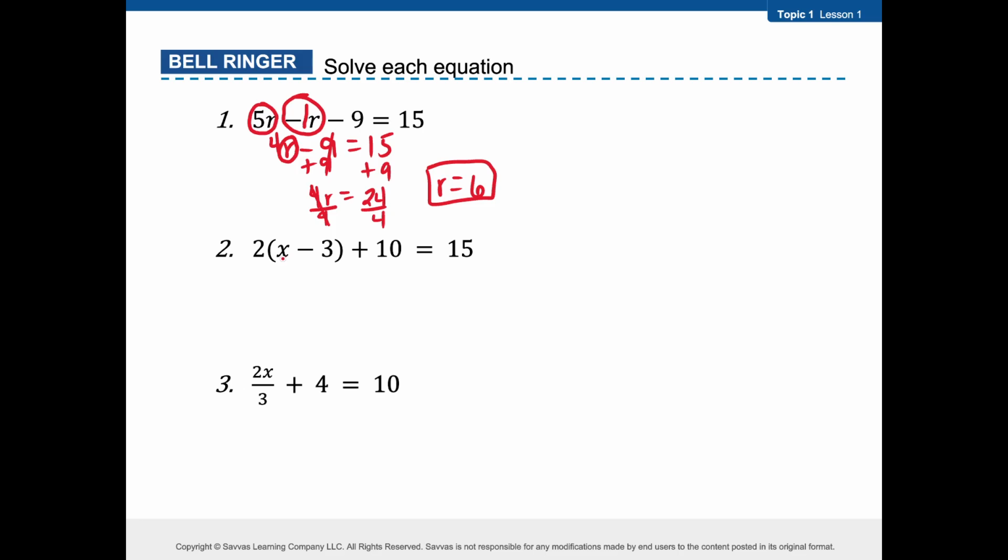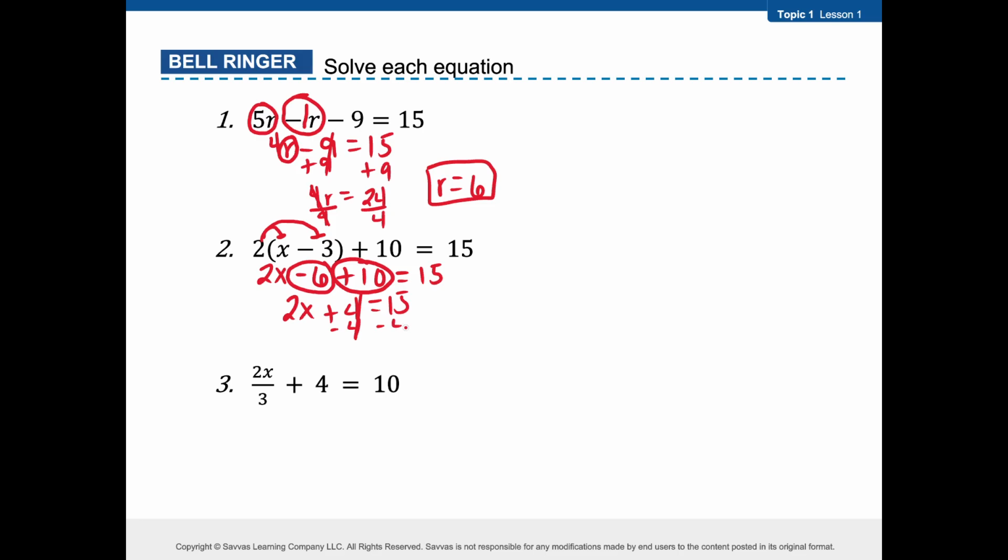Number 2, distributive property first, multiply everything that's on the outside by everything that's on the inside. 2 times x, 2x, 2 times a negative 3, negative 6, plus 10. Combine your like terms on the same side. We have two constants, negative 6 and a positive 10. Different signs subtract. Sign goes with the bigger number, so that becomes 2x plus 4 equals 15.